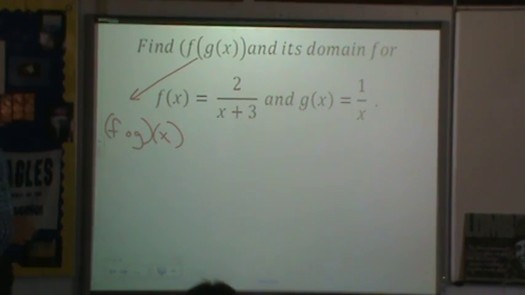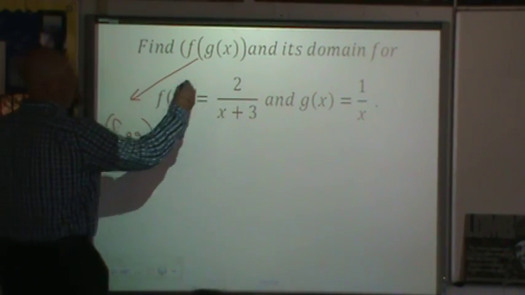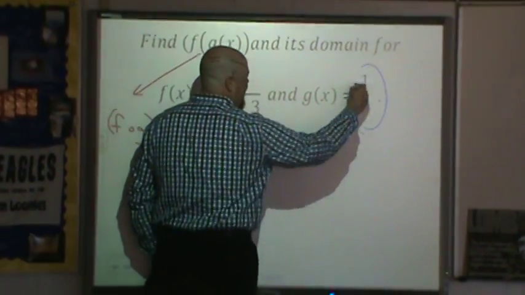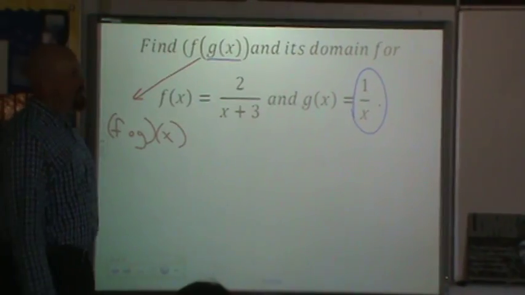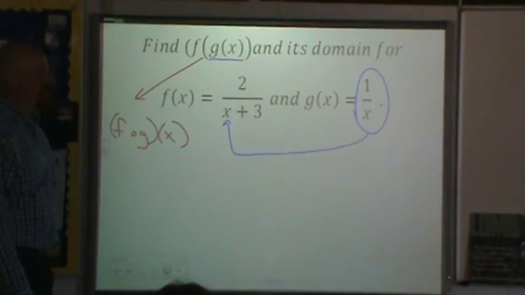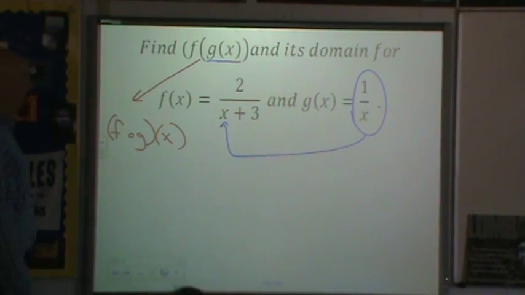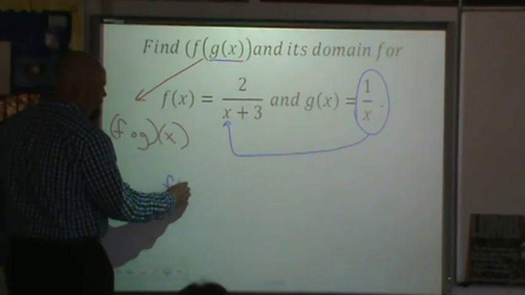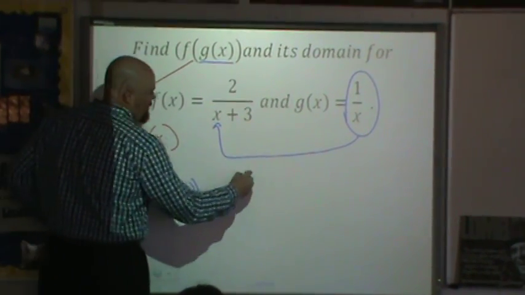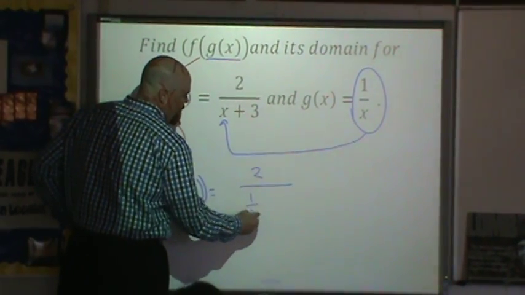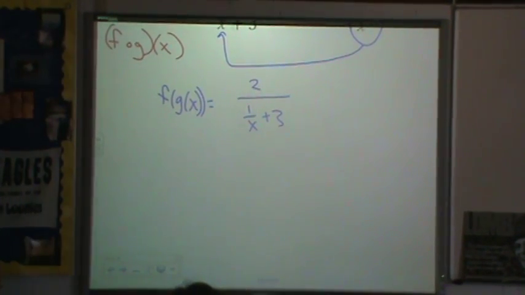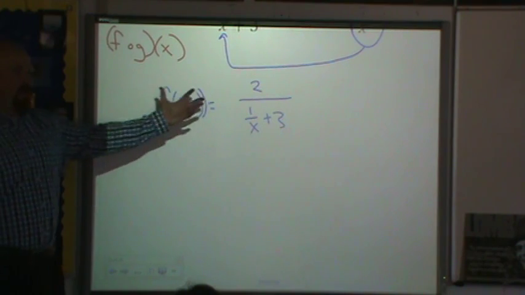Okay, here we go. f of g of x. We're taking g of x and making it the input into f. g of x is defined as 1 over x. So we're taking 1 over x and putting it wherever the x is in f. There's only one here. So f of g of x becomes 2 over 1 over x plus 3.